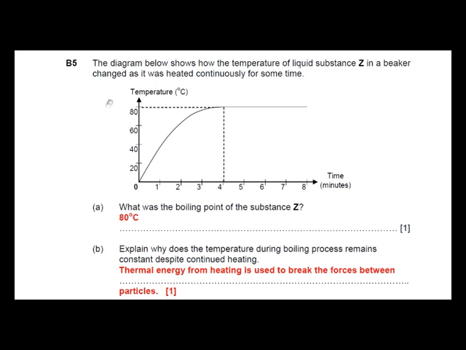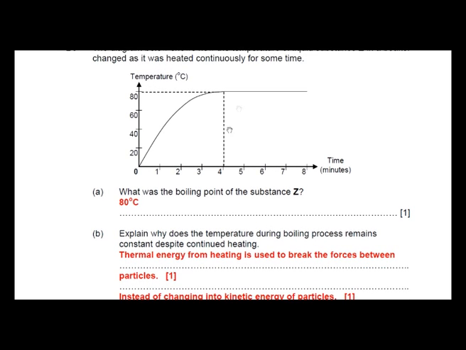For B5, the diagram below shows how the temperature of liquid substance Z in a beaker changed as it was heated continuously for some time. The first question: what was the boiling point of substance Z? Again, at the boiling point the temperature remains constant, and the constant temperature is 80 degrees Celsius. So we just write it down, 80 degrees Celsius.